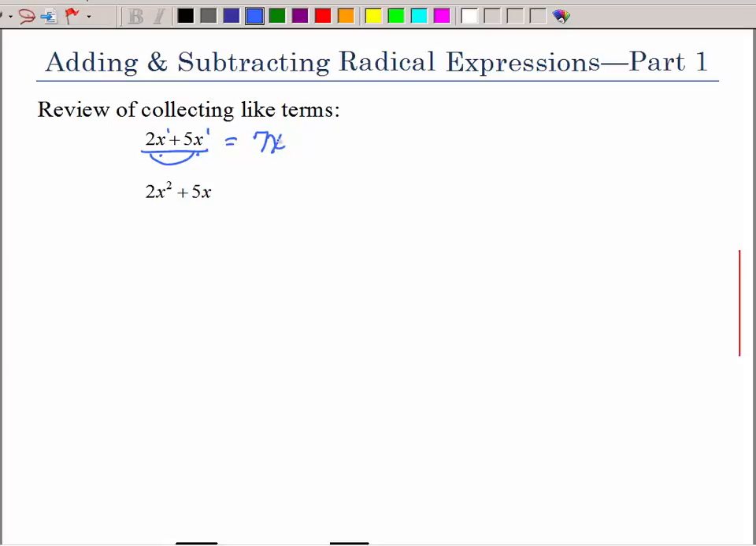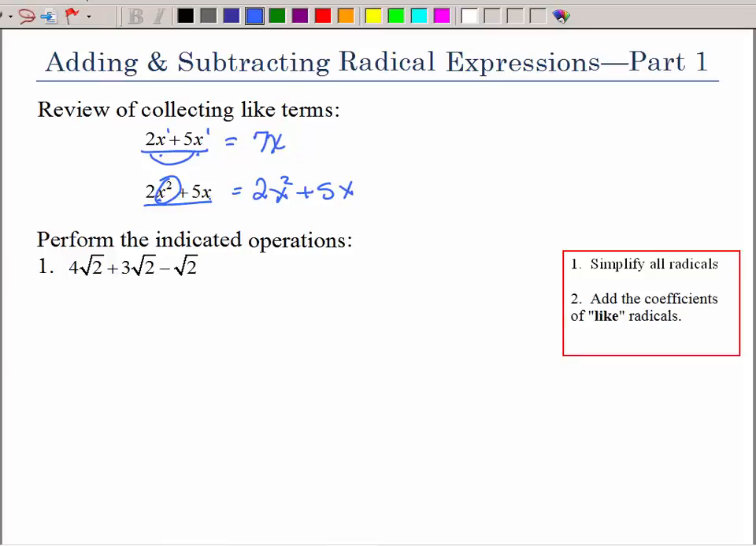Very easy. Here, these are not like terms. Even though we have x's, we have a different exponent, so we cannot add those. We would just keep them the same. So the key thing is knowing what's alike and what's not. The process that we're going to follow is we're going to simplify all our radicals, and then whatever radicals are the same, we call them like radicals, we'll add the coefficients just like we did up here. I kept the x and I added 2 plus 5 and got 7.